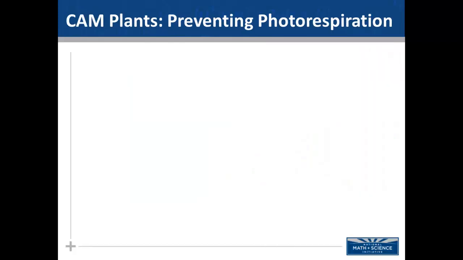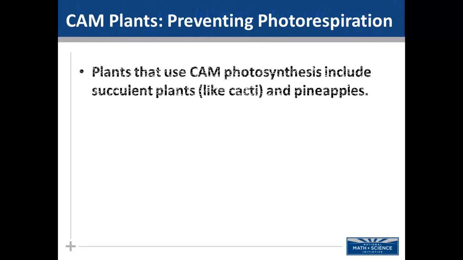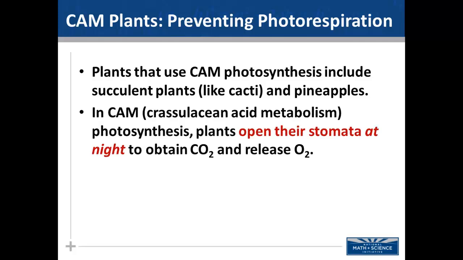CAM plants are a little different. They also have an adaptation to prevent photorespiration, but theirs is a little different. Okay? CAM plants include succulent plants, right? Think of plants that store a lot of water, like cacti, as well as pineapples. Okay? Again, living in tropical, warm places. CAM stands for crassulacean acid metabolism, and plants that do this type of photosynthesis open their stomata at night to obtain carbon dioxide and release oxygen.